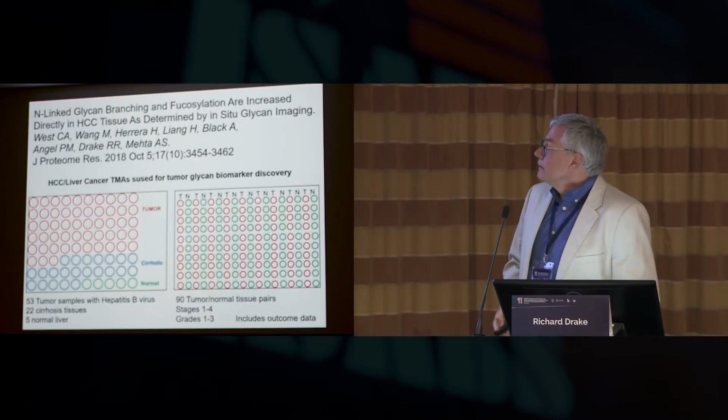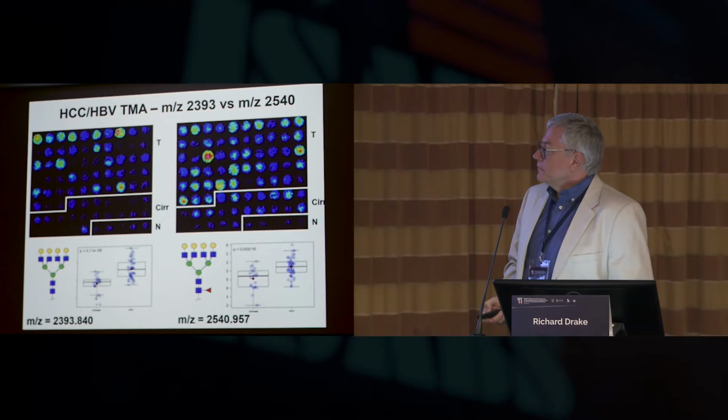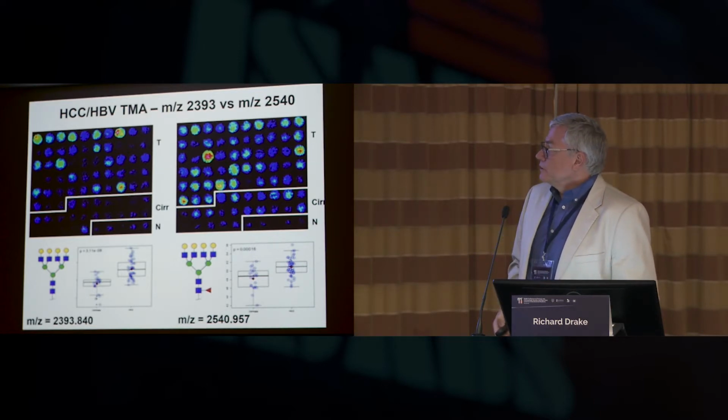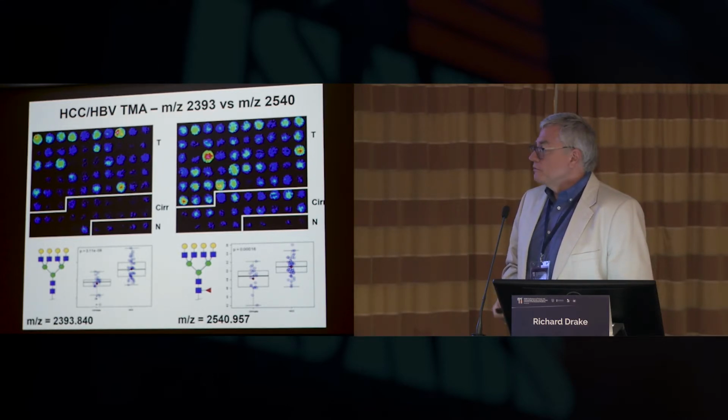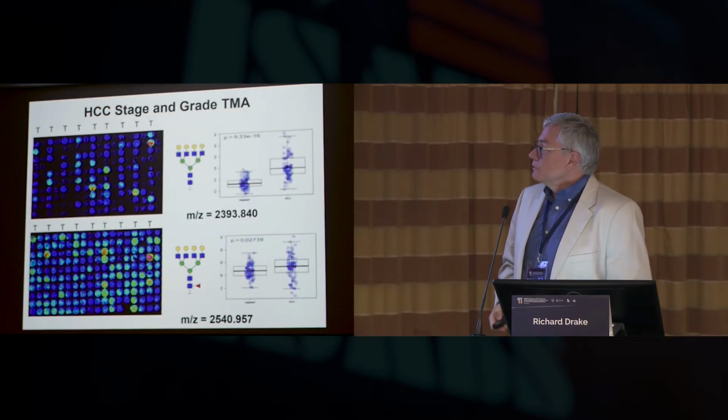And if we looked at two different TMAs, and this has been published, we looked at two kinds of examples, just general tumor versus cirrhotic versus normal, or tumor normal pairs across all stages. And you can just see visually this tetra without the fucose lights up in only certain ones and then tends not to show up where the 2540 is present. So there's a differential case there. Same when you look at the normal tumor pairs, there's quite a difference.